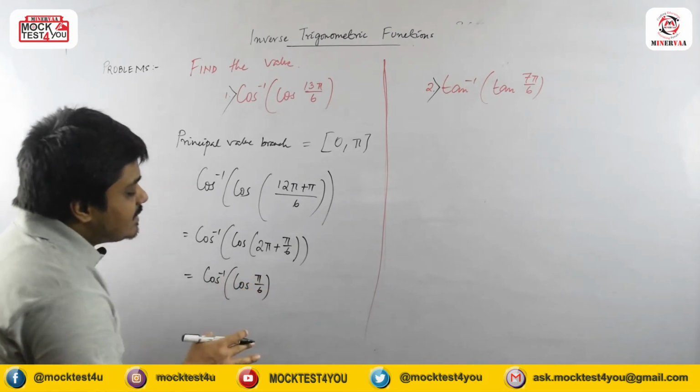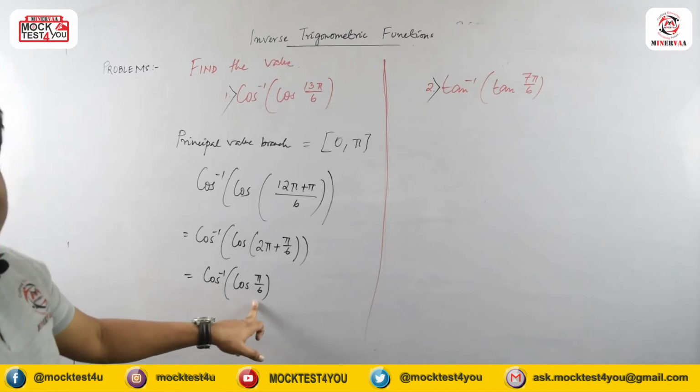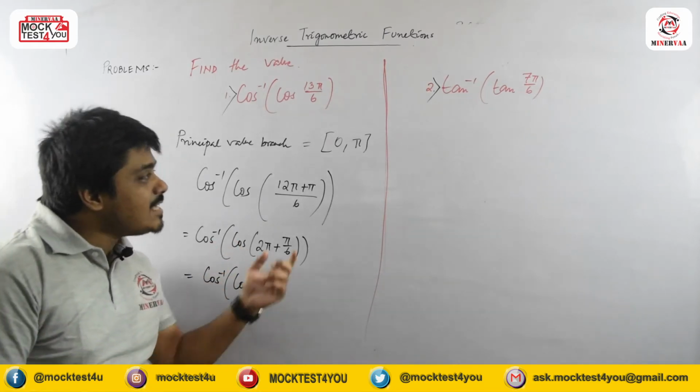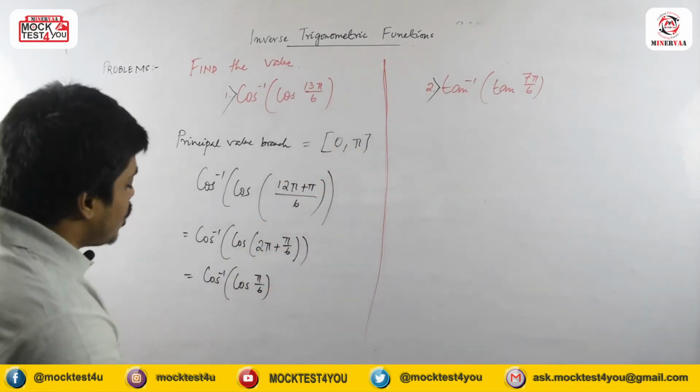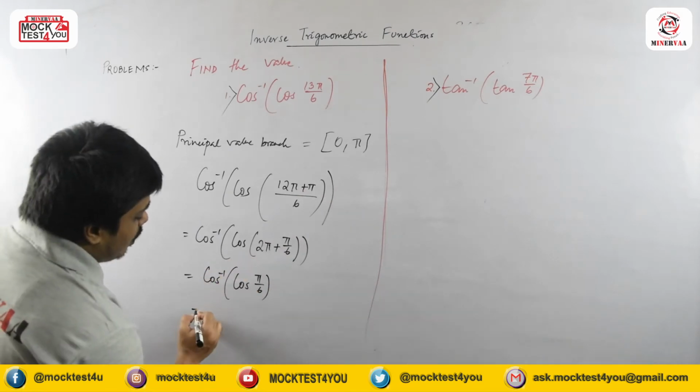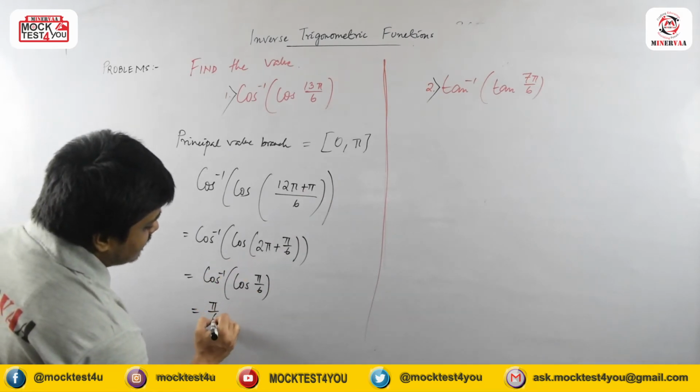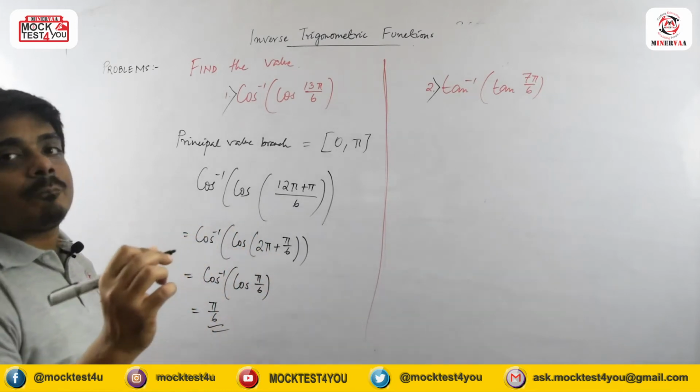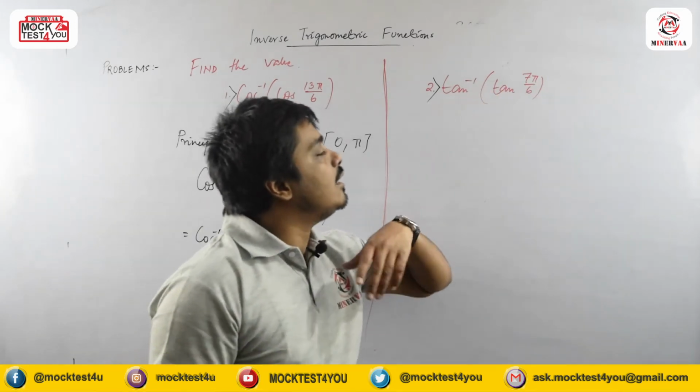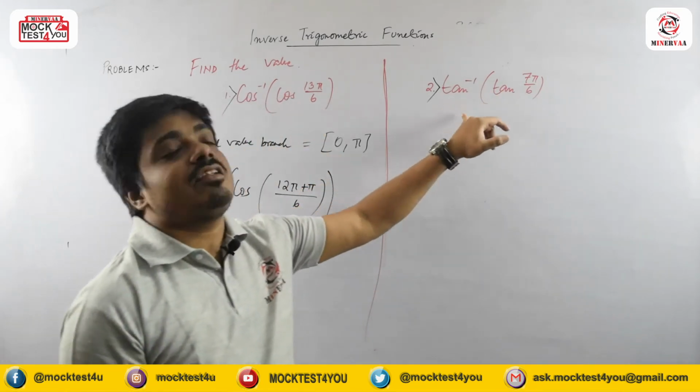And once we see this, pi by 6 is 30 degrees and it lies within this principal value branch. So cos inverse cos will go away. Now we can write pi by 6. So that's my answer. Now again we see here, so I have tan inverse.